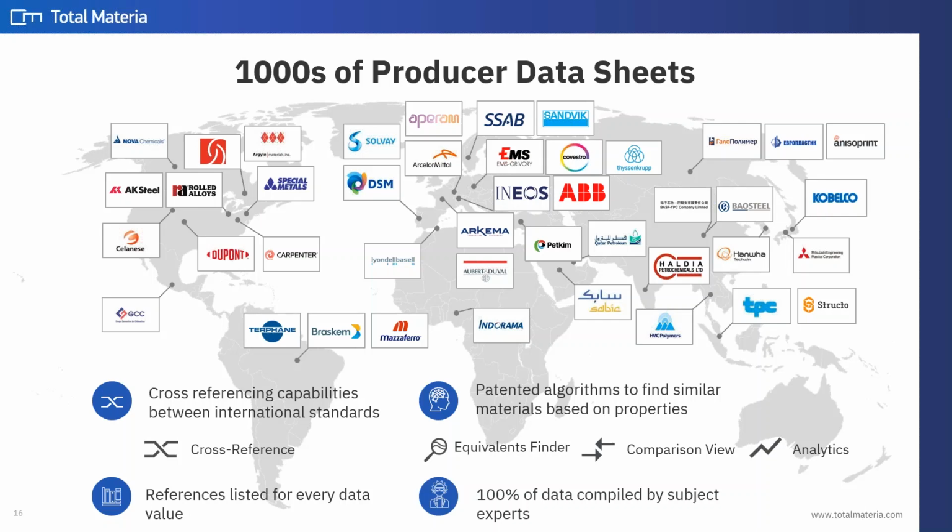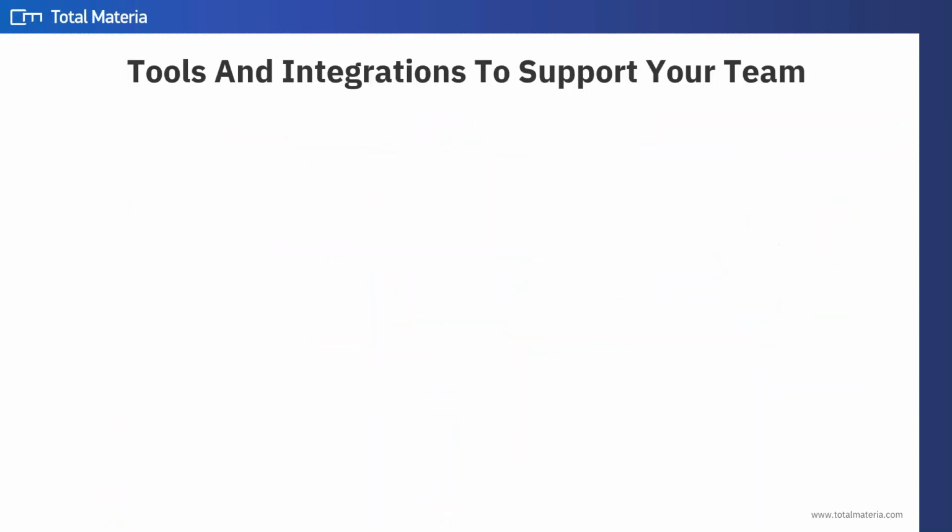And 100% of the data is compiled by subject experts, as I mentioned throughout the presentation. And those subject experts are chemical and mechanical engineers that take the time to make sure this information makes sense in terms of all the different conditions, the type of material, to make sure that you're getting the most reliable, up-to-date, and best material information.